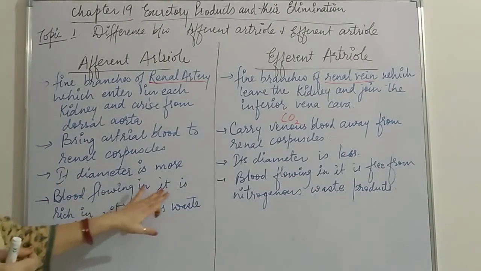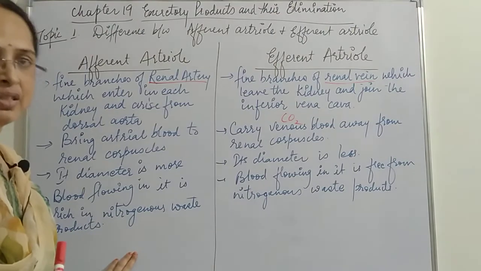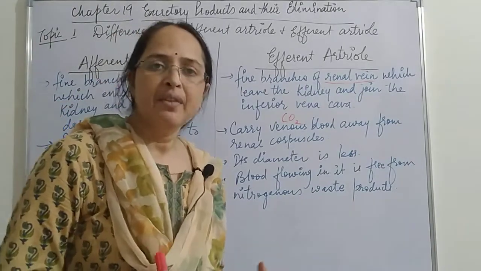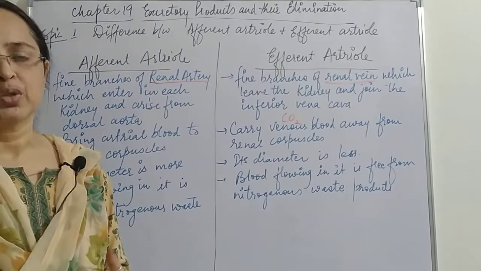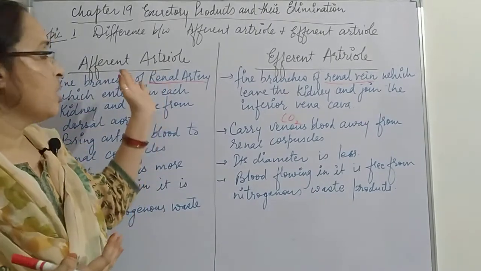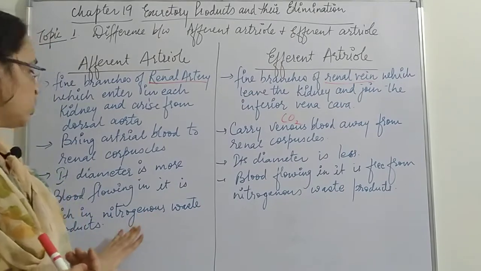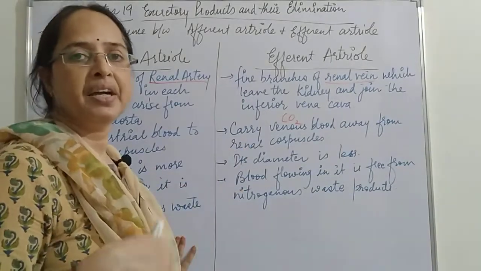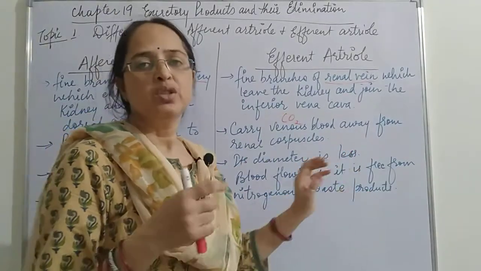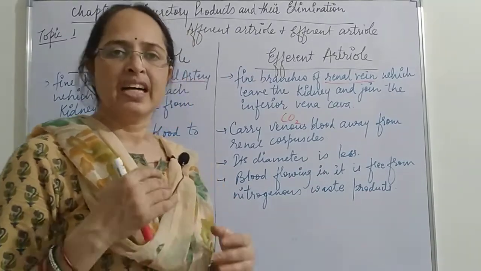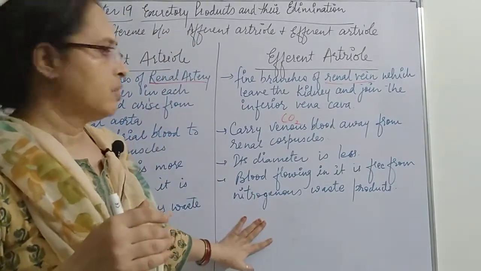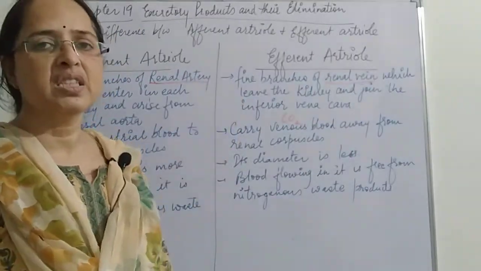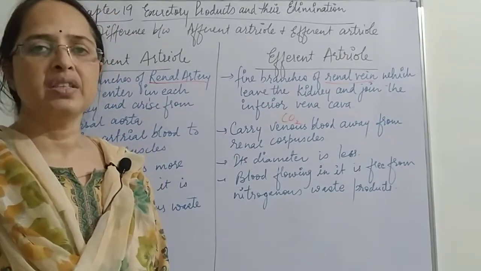Next, the blood flowing in the afferent arteriole is rich in nitrogenous waste products, because the blood is coming to the kidney for the filtration of nitrogenous waste products. Whereas after filtration, the blood enters the efferent arteriole. Filtration has occurred and nitrogenous waste products have been released, so this blood is free from nitrogenous waste products. So these are the differences between the afferent arteriole and the efferent arteriole.